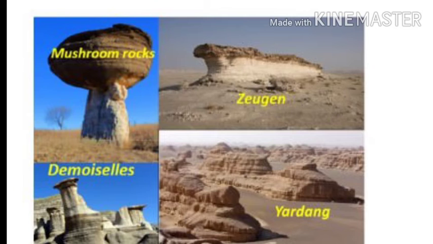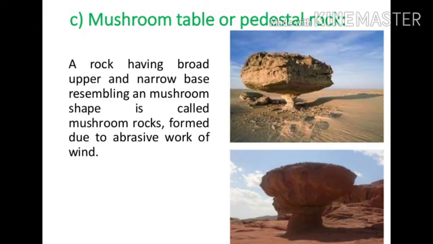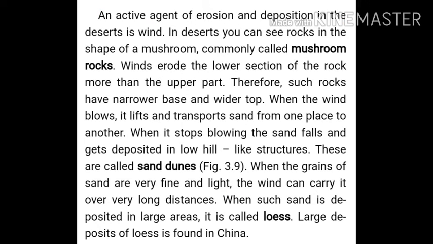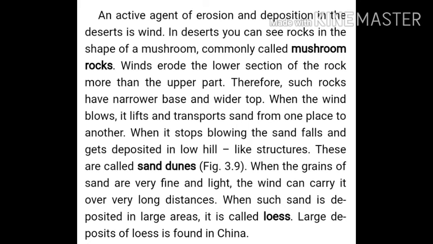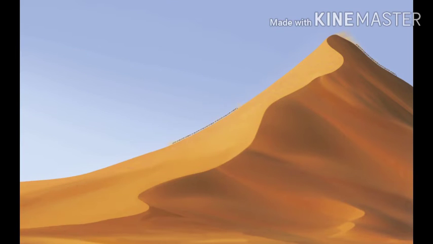Winds carry heavier rock fragments at a lower level. So when wind hits a mass of rock, it tends to erode the lower part of the rock more than the upper part. This gives the rock a shape resembling a mushroom, and such rocks are called mushroom rocks. When the wind stops blowing, the sand falls and gets deposited in low hill-like structures. These are called sand dunes.